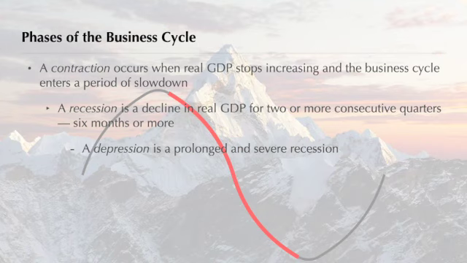When real GDP stops increasing, the business cycle enters a period of business slowdown, known as a contraction or a recession. Technically, a recession is a decline in real GDP for 2 or more consecutive quarters, that is, for 6 months or more. Depressions are prolonged, severe recessions, such as the Great Depression of the 1930s, the most severe contraction in U.S. economic history.